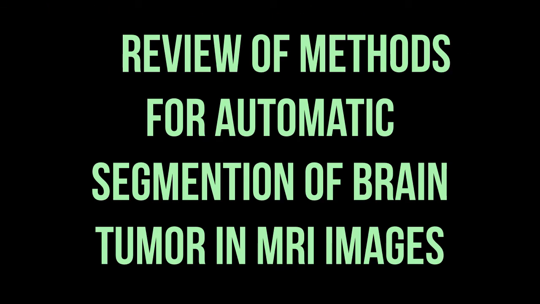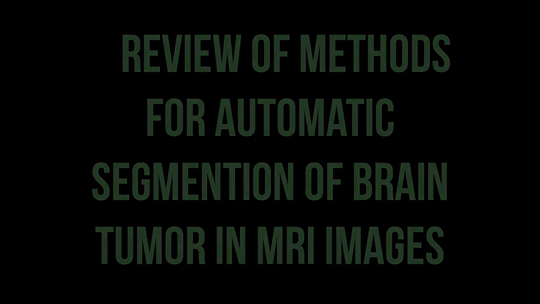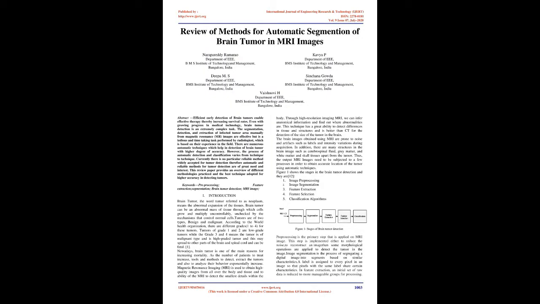Review of methods for automatic segmentation of brain tumor in MRI images. Abstract: Efficient early detection of brain tumors enables effective therapy, thereby increasing survival rates. Even with growing progress in medical technology, brain tumor detection is an extremely complex task. The segmentation, detection, and extraction of the infected tumor area manually from magnetic resonance (MR) images is effective but is a tedious and time-consuming task performed by radiologists, which is based on their experience in the field.